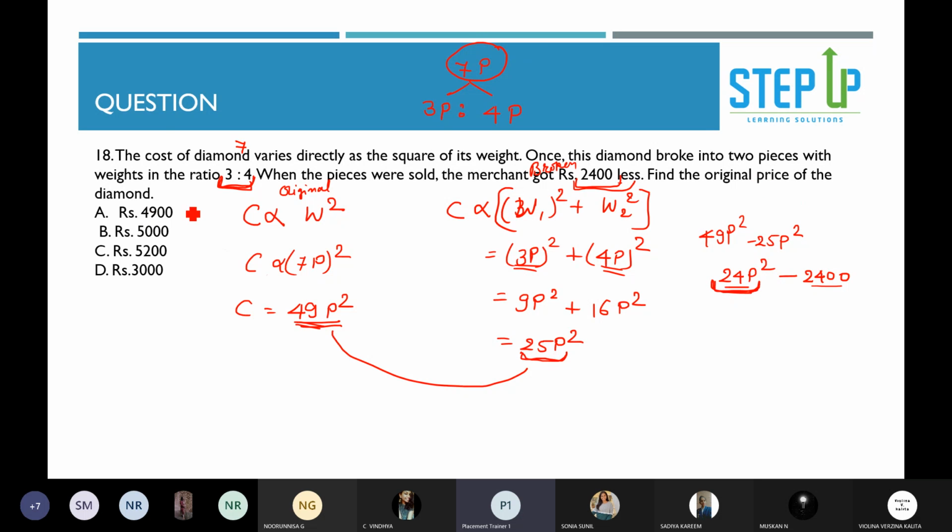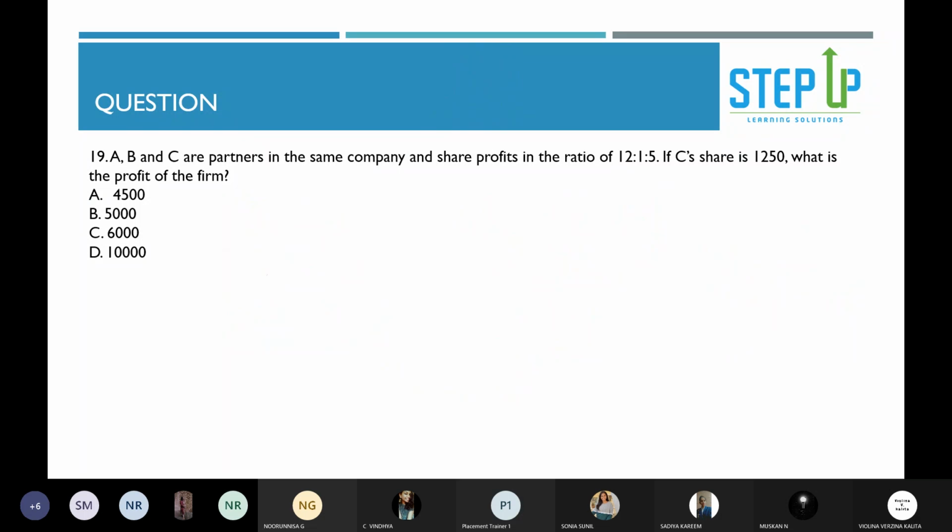Find the original price of the diamond. What was original price of the diamond? 49. So what will be the answer for 49p square? If 24p square is equal to 2400, 49p square will be equal to what? 24p square is equal to 2400. 49p square will be 4900. That's it. That's your answer. Okay. Got it, people? Yes. All right. So we are good with this. Fine.